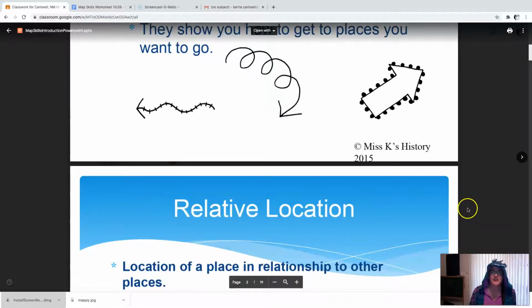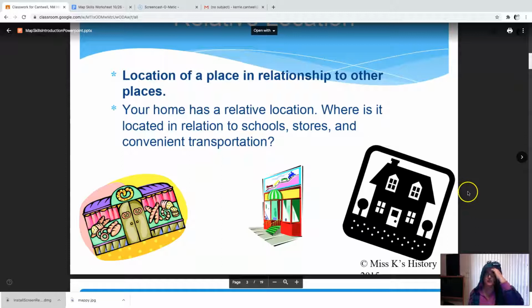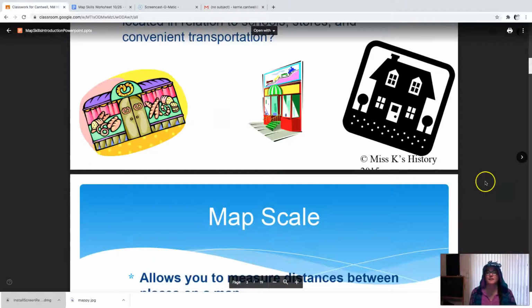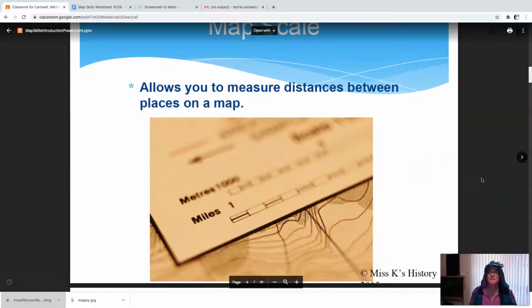Sorry, guys. Okay, so if you will recall, relative location. It's the location of a place in relationship to another place. So your home has a relative location. Oh yeah, Miss Cantwell lives over by Jackson Middle School. Or, oh, Miss Cantwell lives over by the Target on Wyoming and Montgomery. So it's where you are in relationship to other places. So I want you to think about where you live and what you're close to. So you would say, oh, I'm close to the Albertsons over here on Montebeau. That's your relative location.